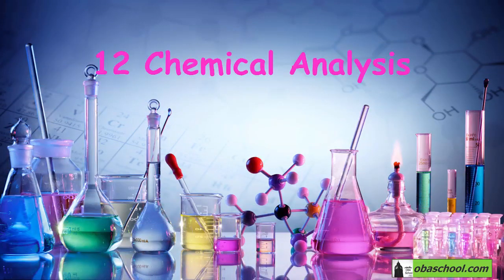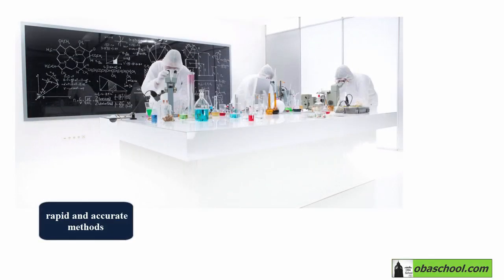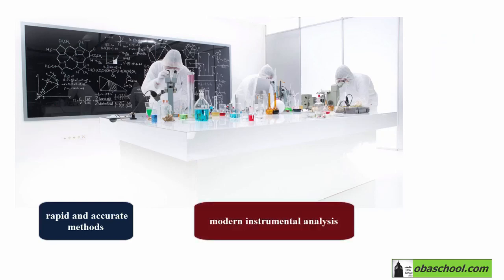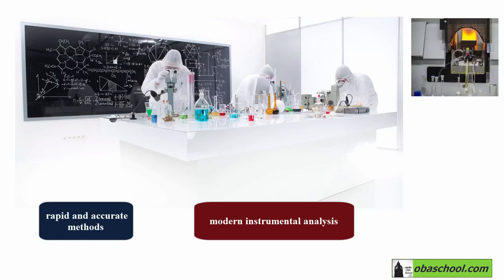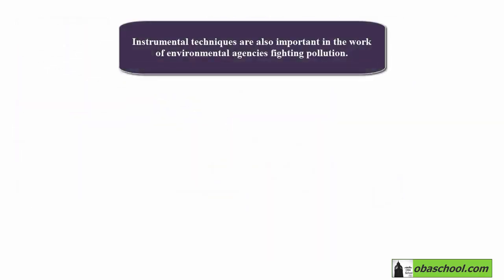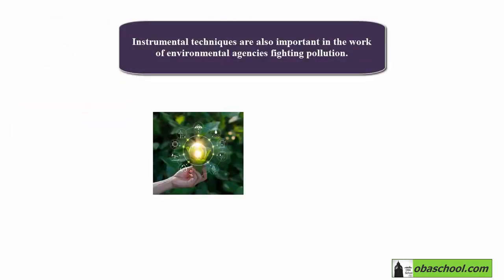In this section, we will learn about instrumental analysis. Many industries nowadays need rapid and accurate methods for analyzing their products, and they need to check if there are emissions produced during the manufacturing process. So they will use modern instrumental analysis such as flame emission spectroscopy and chromatography. Instrumental techniques are also important in the work of environmental agencies fighting pollution.